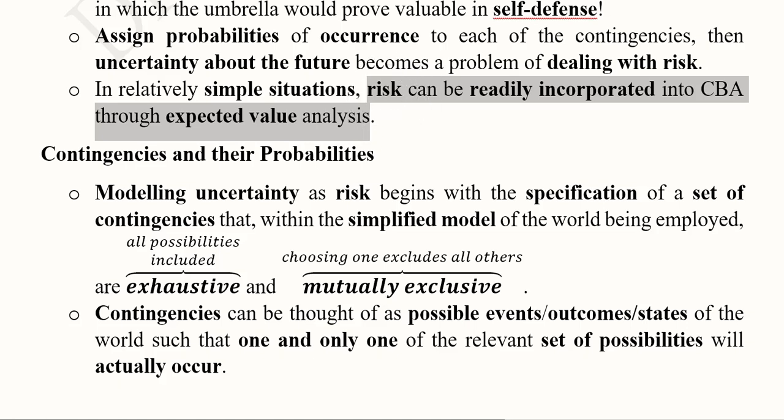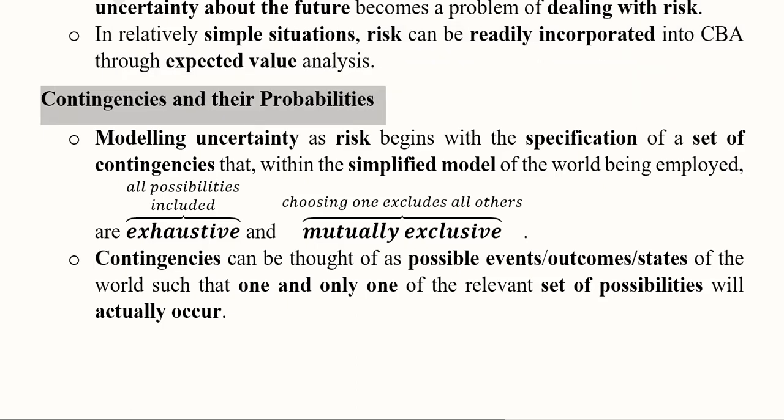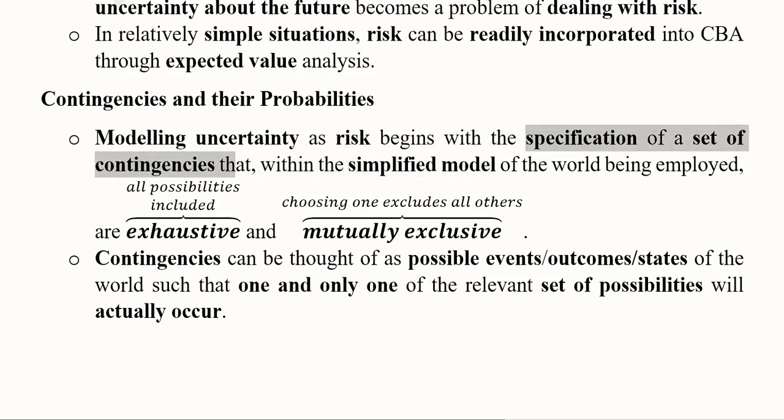Everyone wants to avoid the risk and its consequences, no matter whether it is the public sector, the private sector, or an individual. Now let's talk about these contingencies and their probabilities in further detail. The modeling of uncertainty as risk begins with the specification of a set of contingencies. These are the contingencies that we develop in order to assess the risk, and we come up with a set of contingencies that is exhaustive and mutually exclusive.